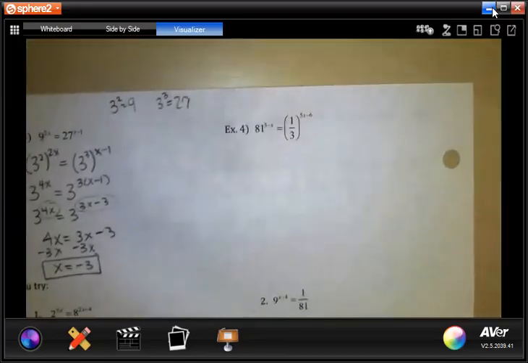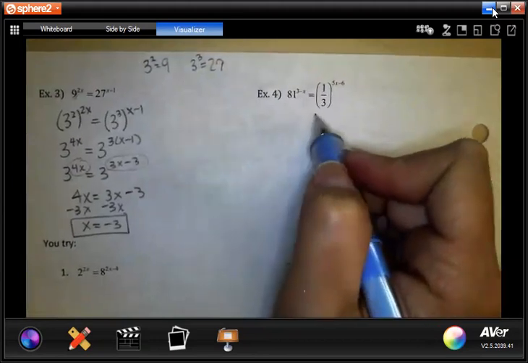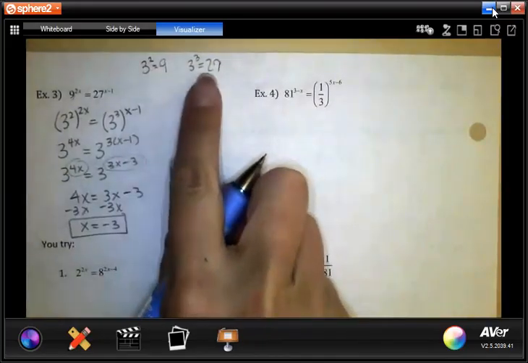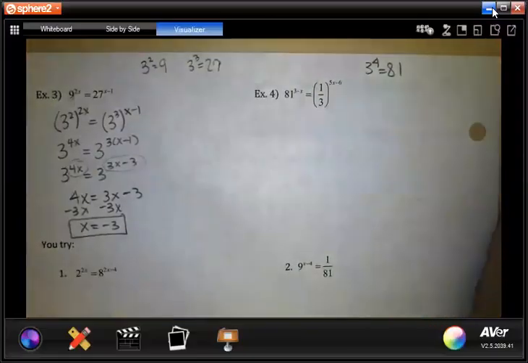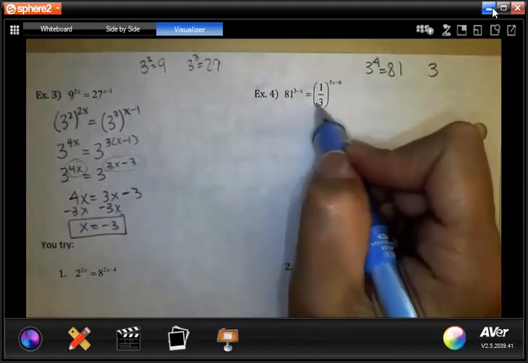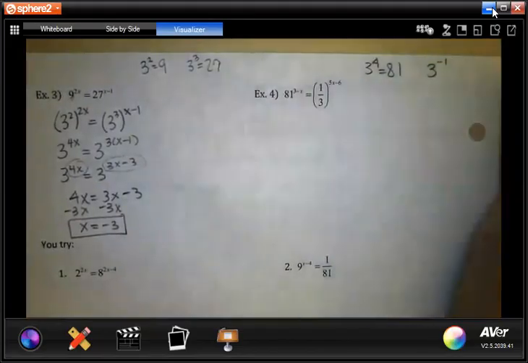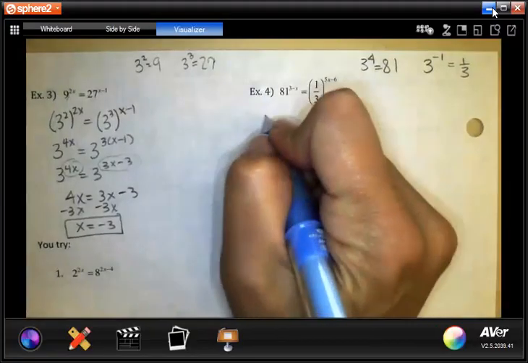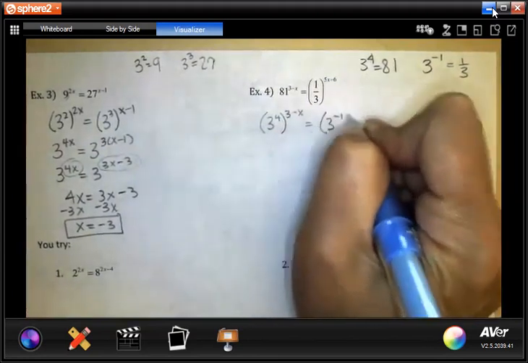All right, we'll try another one here. We need to get the same base between 81 and 1/3. This one's a little bit harder to think through, but we can do it. We know 3 to the 3rd was 27 over here. Well, 3 to the 4th is 81. And then to get 1/3 to have a base of 3, we know when we have a negative exponent, it does the reciprocal, so we're going to have a negative 1 here. That's what gives me 1/3. So I can set this one up as 3 to the 4th, and I can set this one up as 3 to the negative 1.